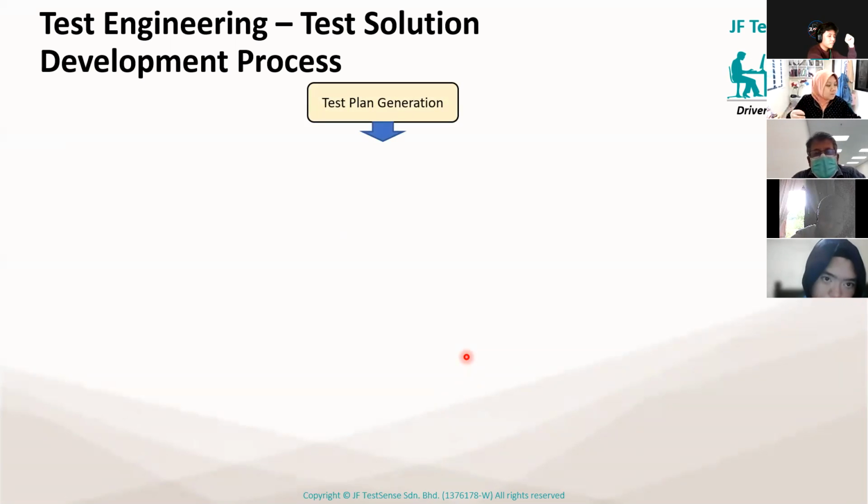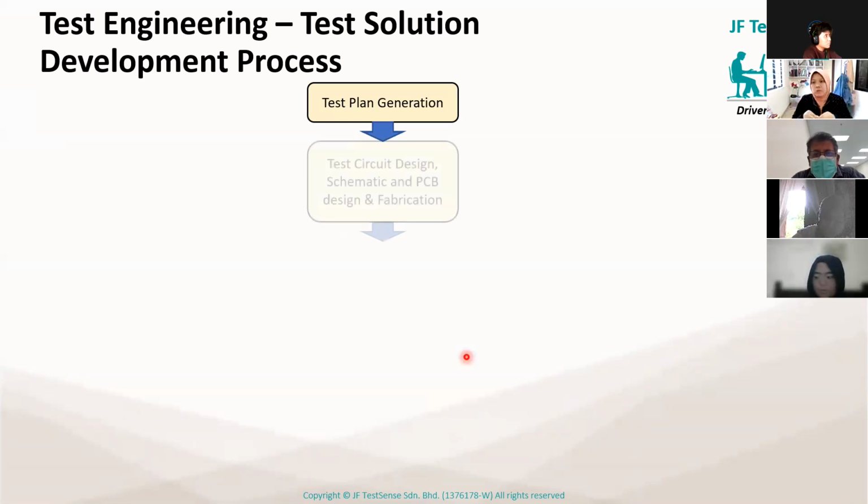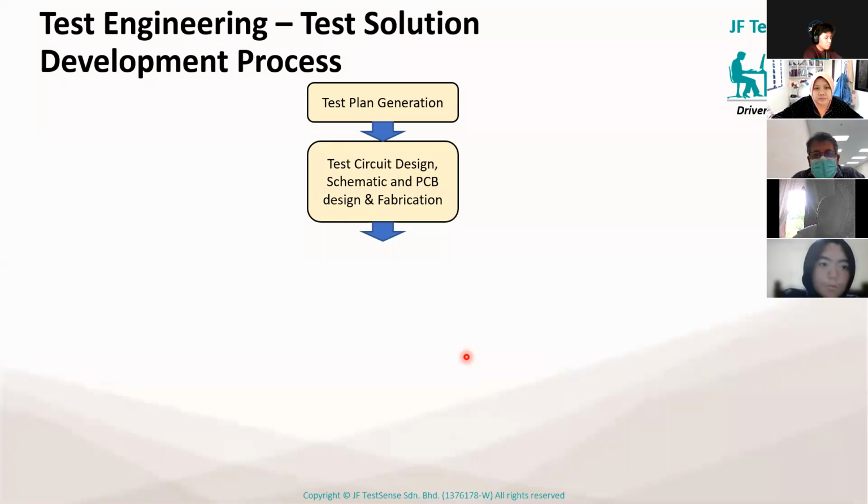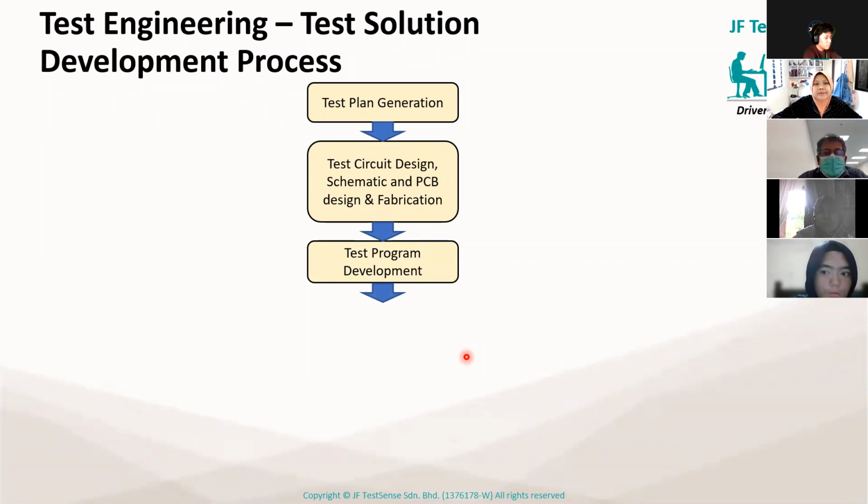The first thing that the test engineer will do is test plan generation. And then you will need to design the test circuit, and then it will be sent for PCB layout and sent for fabrication. Then the test engineer will do test program development. They will develop a test program that will contain all the test functions that are required to be tested.